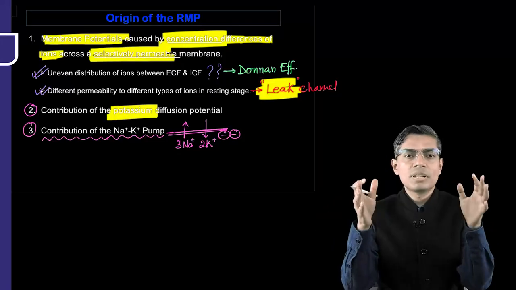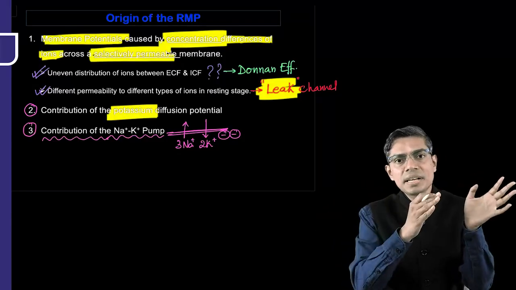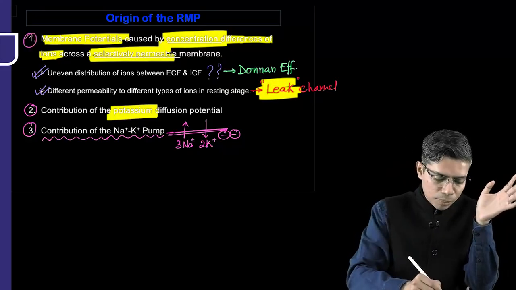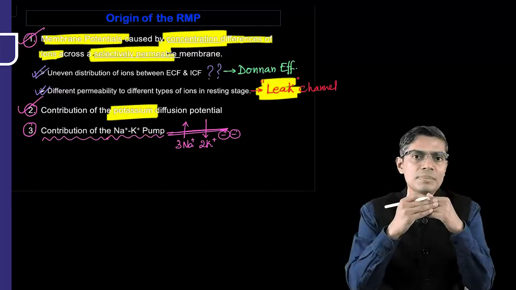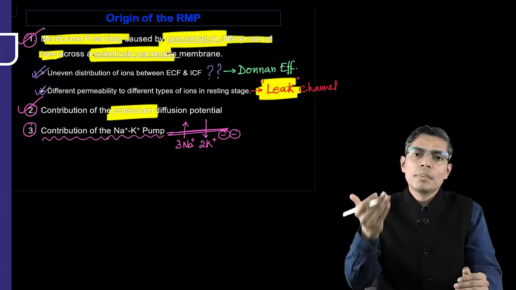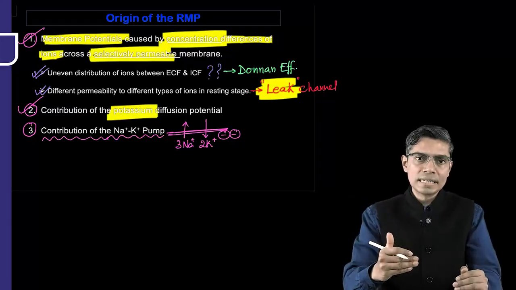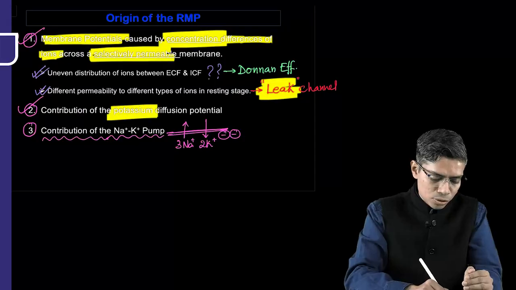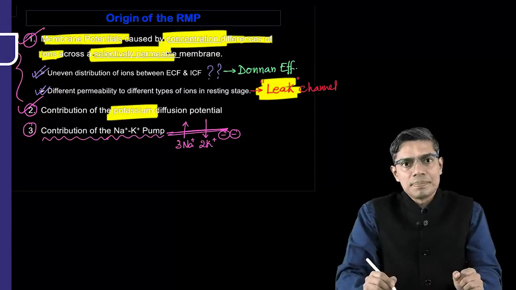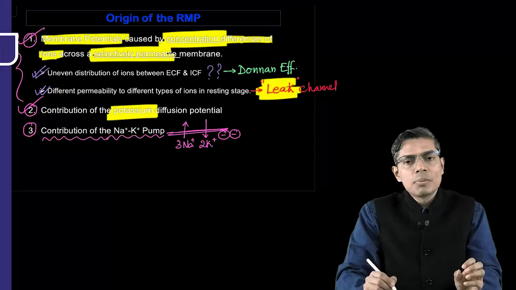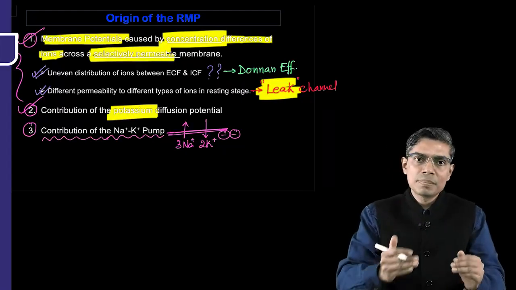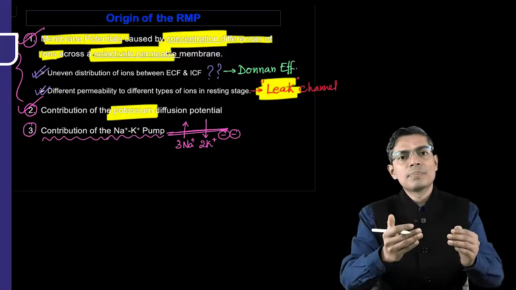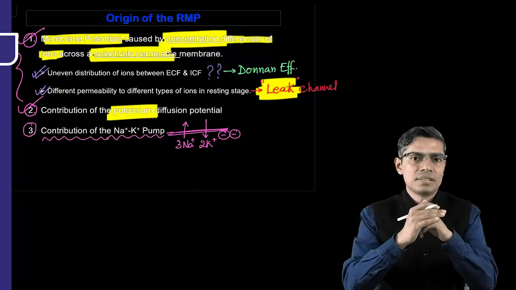Without the sodium potassium ATPase pump also RMP will be generated, because point number 1 and point number 2 are more important. But with the sodium potassium ATPase pump, RMP will be more negative than between these two conditions. So suppose the RMP of a cell is minus 65 millivolt without the sodium potassium ATPase pump. If the pump is added to this cell, then RMP will be more negative than minus 65.